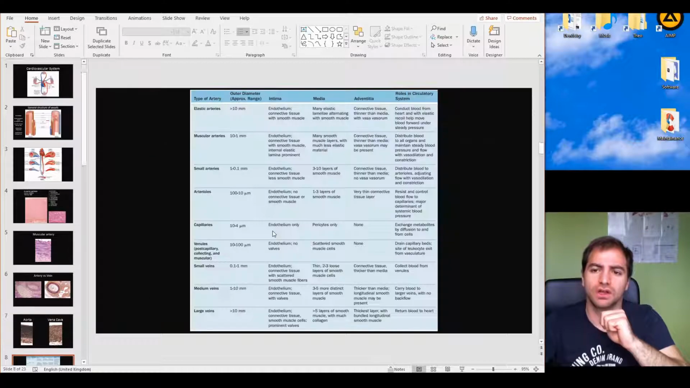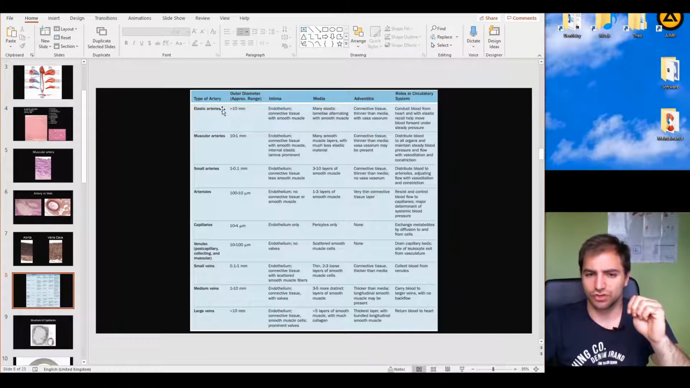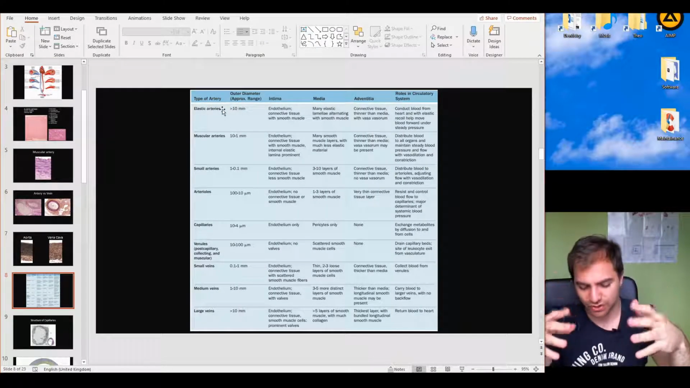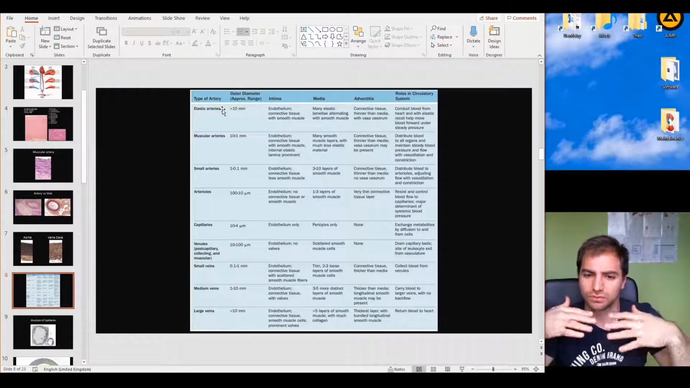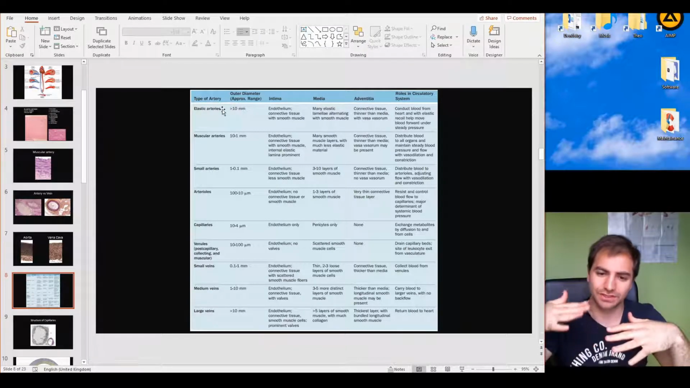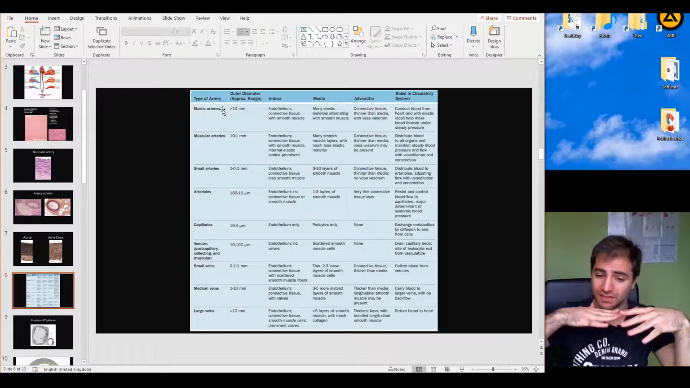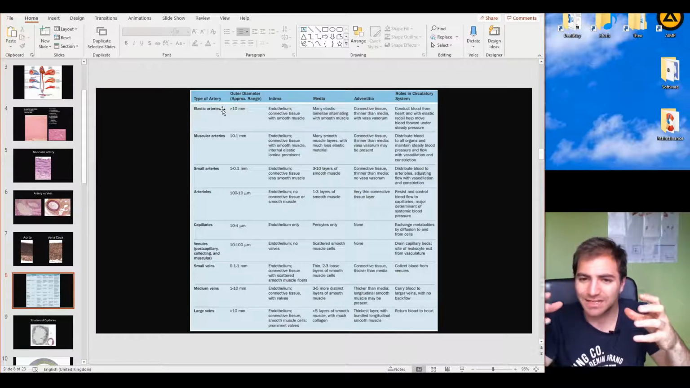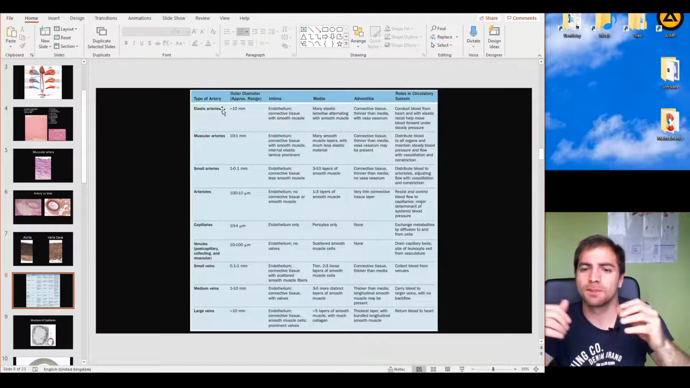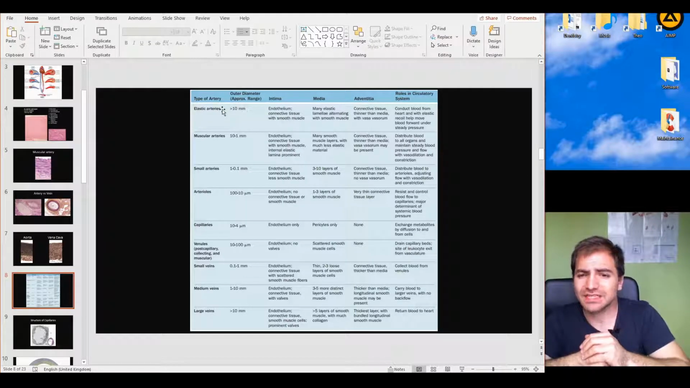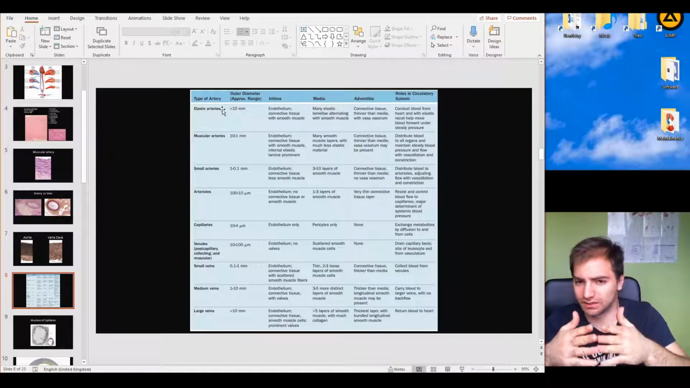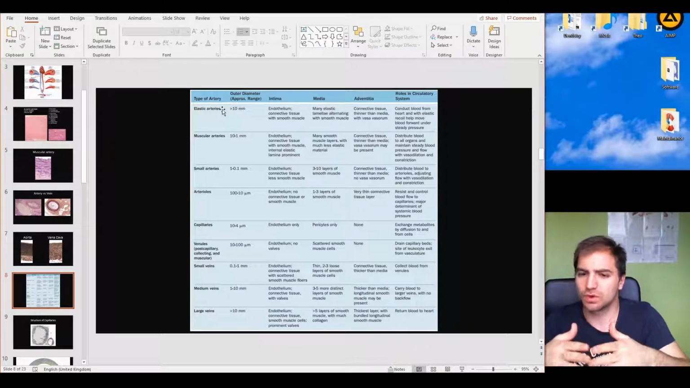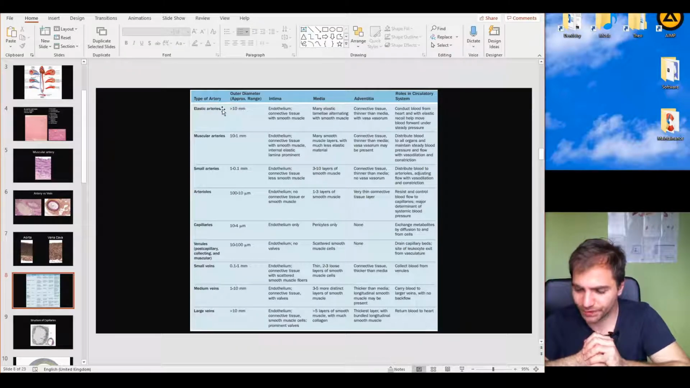So this is again the classification. We're going to find this classification between the elastic arteries, muscular arteries, small arteries, arterioles, capillaries, venules, small veins, medium veins, and large veins. This is a size-based classification. Typically more than 10 millimeters is the elastic, 10 to 1 millimeters is the muscular, 0.1 millimeters to 1 millimeter is the small, and so on.